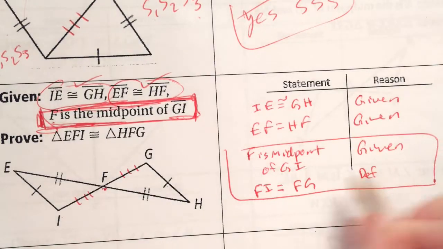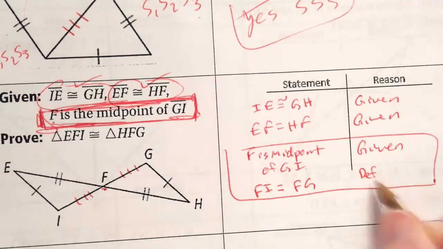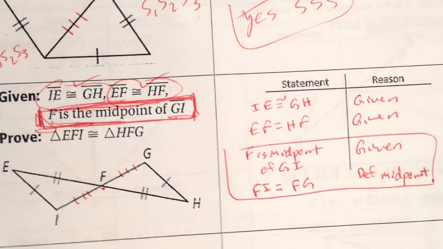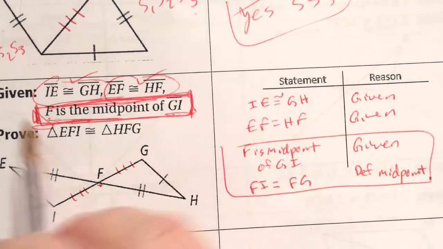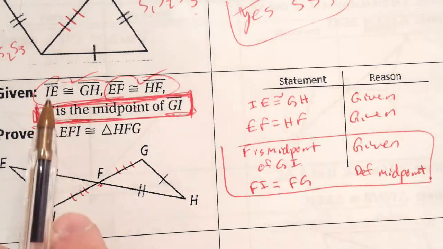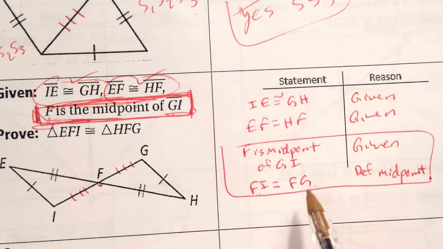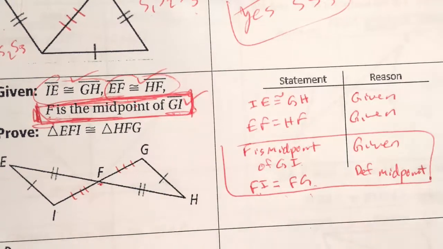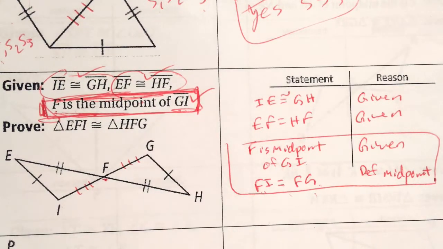Or if you can just point out, oh, I said midpoint, look for something that has the word midpoint, and that's your answer. So midpoint. This idea generated another thing saying that these two things were equal. That's what we wanted. Boom, got that. Now that we've done all of our givens, do we have enough information to prove that these are equal?